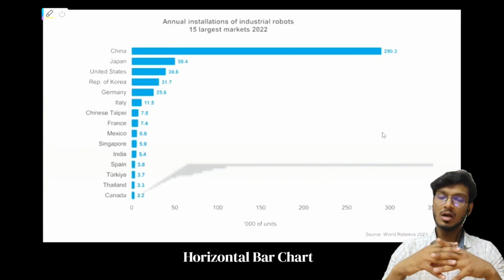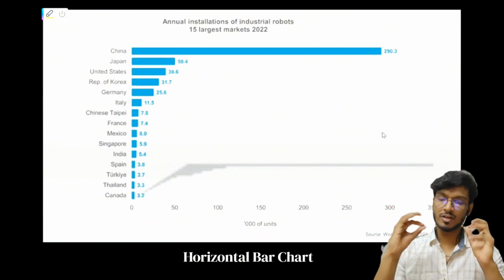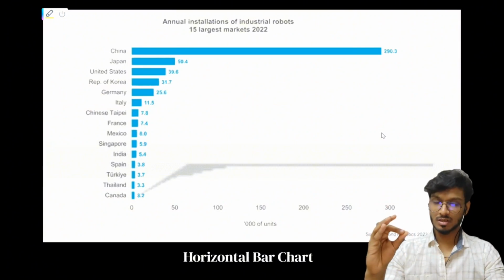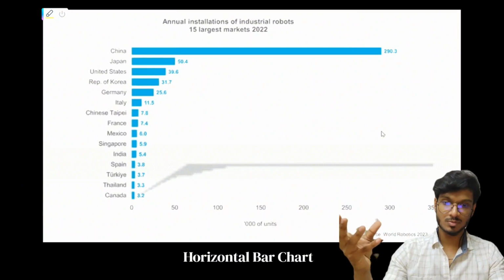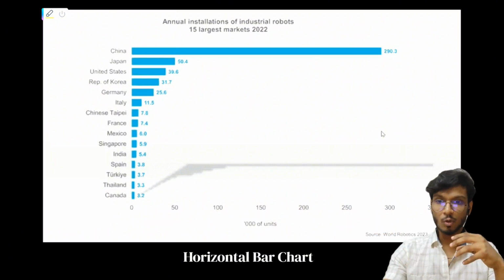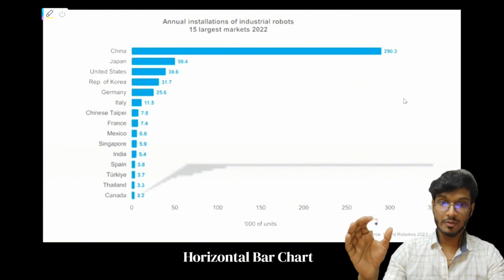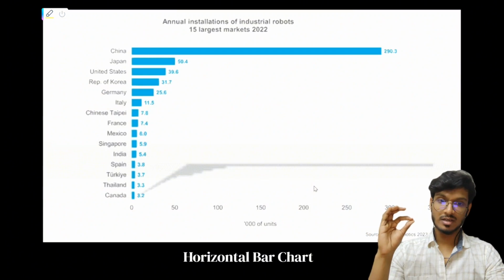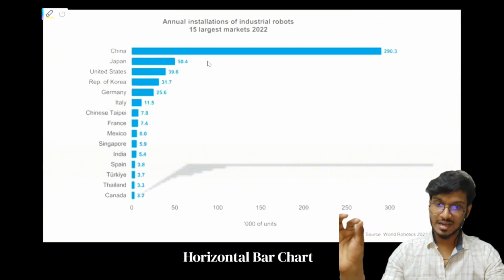So next we'll come to the annual installation of industrial robotics by country. There are 15 countries which are actually booming in this industry. First is China. As we usually know, all the electronic components and robotics materials, hardware, all is imported by China. So China holds the biggest market value. It is around 390.3 into thousands of units, like 3,90,300 units. So it has the highest market share.